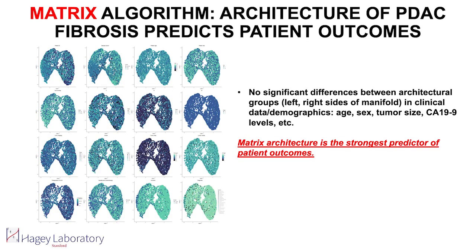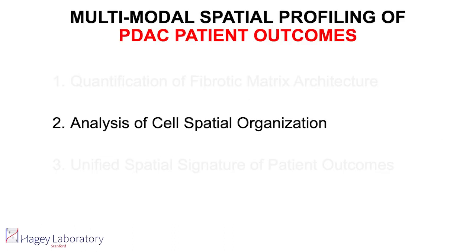And we looked at a set of other parameters within our clinical metadata to get a sense for how predictive this was independently. We actually found no significant differences between a number of standard clinical metadata categories, including age, sex, even tumor size, between the left and right side of the manifold, indicating that matrix architecture was the strongest predictor of patient outcomes. Given the importance of matrix architecture, we sought to analyze the complementary organization of cells within the stromal space.